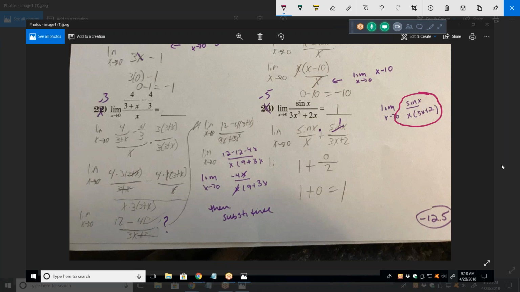With that, I get 0 over 0 after I factor, but I can split it into two fractions. It's sine x over x times something over 3x plus 2. Remember that when I multiply these two fractions back together again, they've got to equal the original. So it's got to be 1 over 3x plus 2. See why?